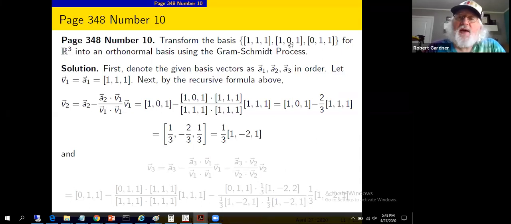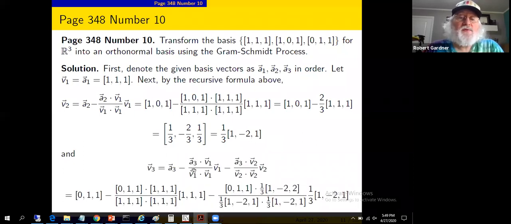Second vector, 1, 0, 1. Okay, so we're taking the second vector and subtracting the projection of it onto the first vector, v sub 1. All right, that'd be 1, 0, 1 dotted with v sub 1, over v sub 1 dotted with v sub 1, and then we have the v sub 1 vector. Do the dot products, do the arithmetic, and apparently it produces this vector here. So here's the vector v sub 2.